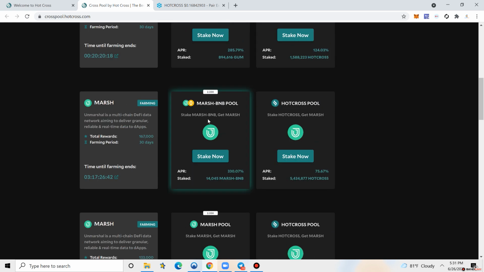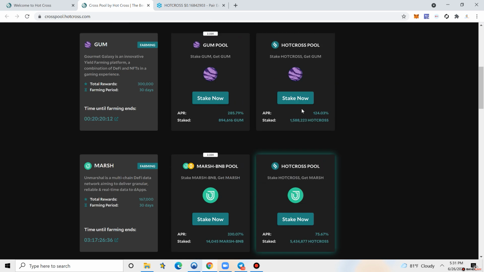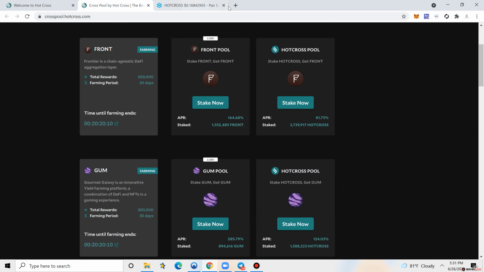So you can see you can stake the Marsh BNB here and get Marsh, right? 330% APY on that. So once you come over here to crosspool.hotcross.com, you'll see all the different ways you can earn with this platform. So man, again, these guys are not anonymous. They have an amazing team that we've seen. They're trading on PancakeSwap as well as KuCoin, right? That's important as well.